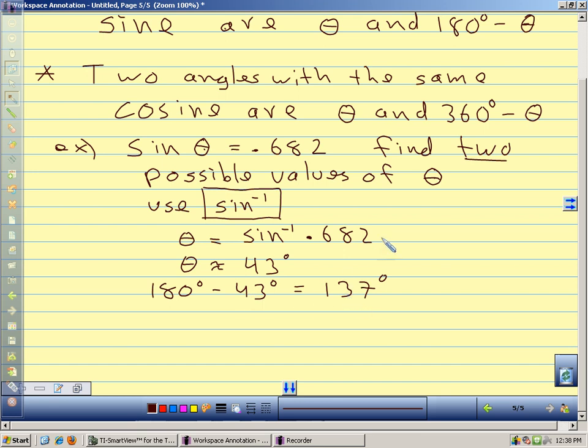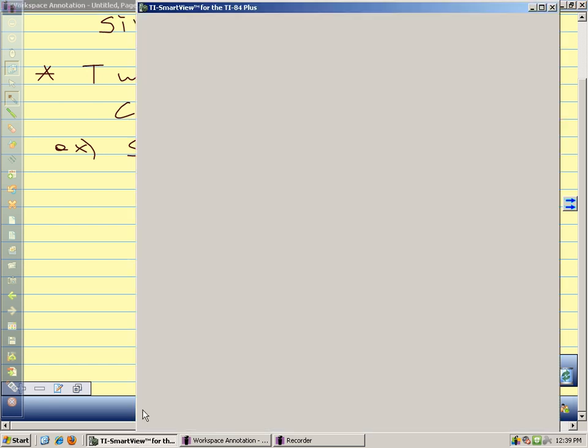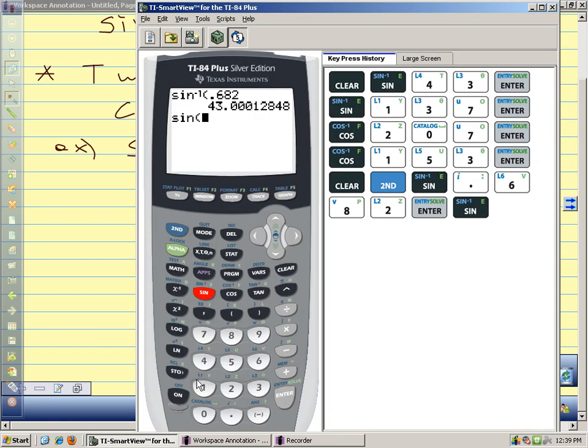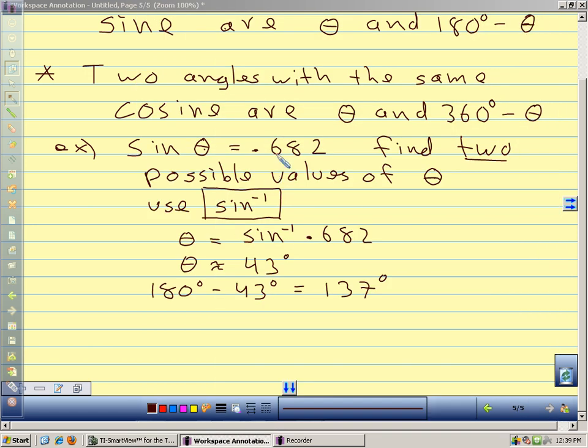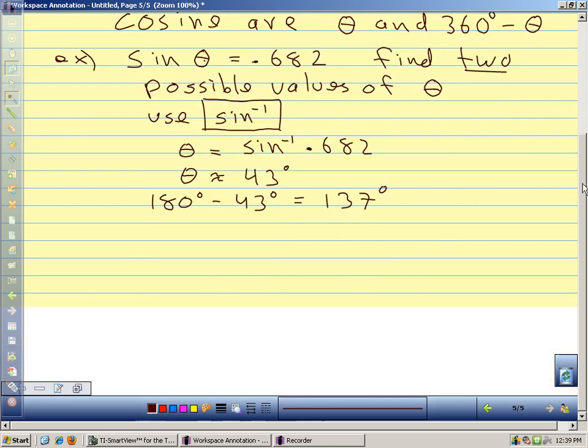And the way we can check our work, let's find the sine of 137. We're saying that the sine of these two angles is the same. So we're going to go back and calculate the sine of 137. I get 0.682. And we said that the sine of our angle was 0.682. So the sine of 43 and the sine of 137 are both 0.682. Questions on that example?